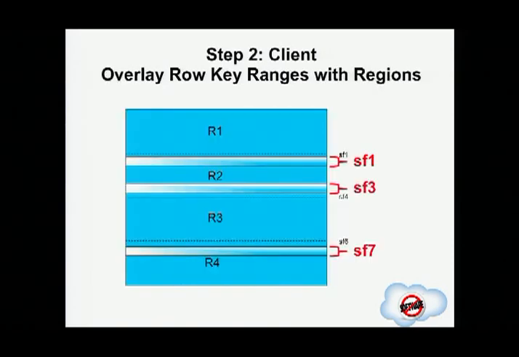So the next thing Phoenix will do is take those bands of data and intersect them with your region boundaries. In this example, say you have 4 regions for your table, and now we've intersected those row key ranges and discovered that the query can only possibly take data from either region 2 or region 4.